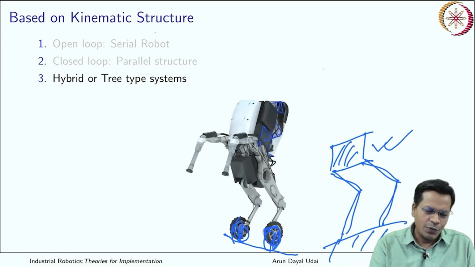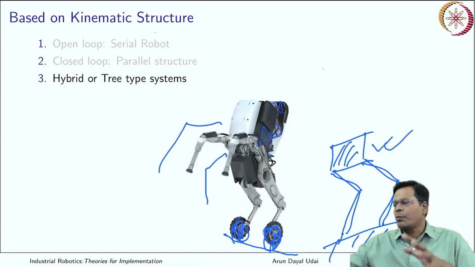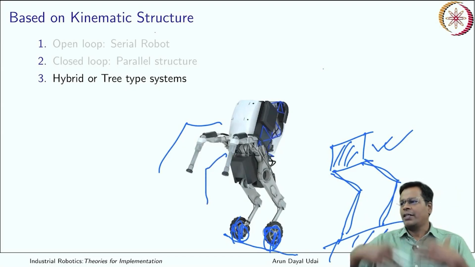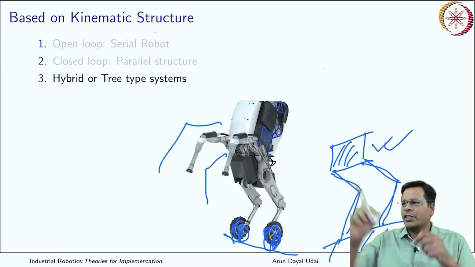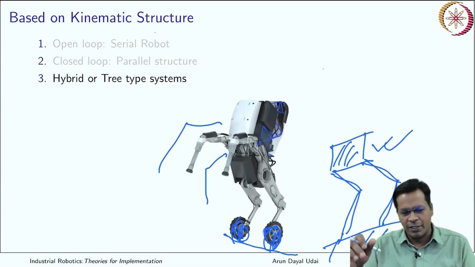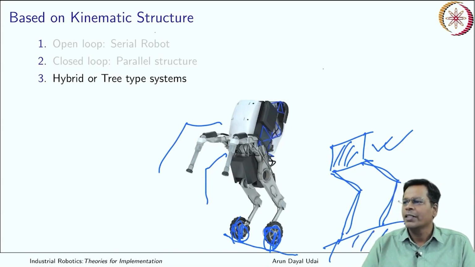And then you have two serial chain robots which are open robots, just like your arm, and it looks like a tree, you know. You have a trunk and then you have branches which can move in air, right? So that is the reason it is named a hybrid or a tree type system, okay. So this is based on the kinematic structure.